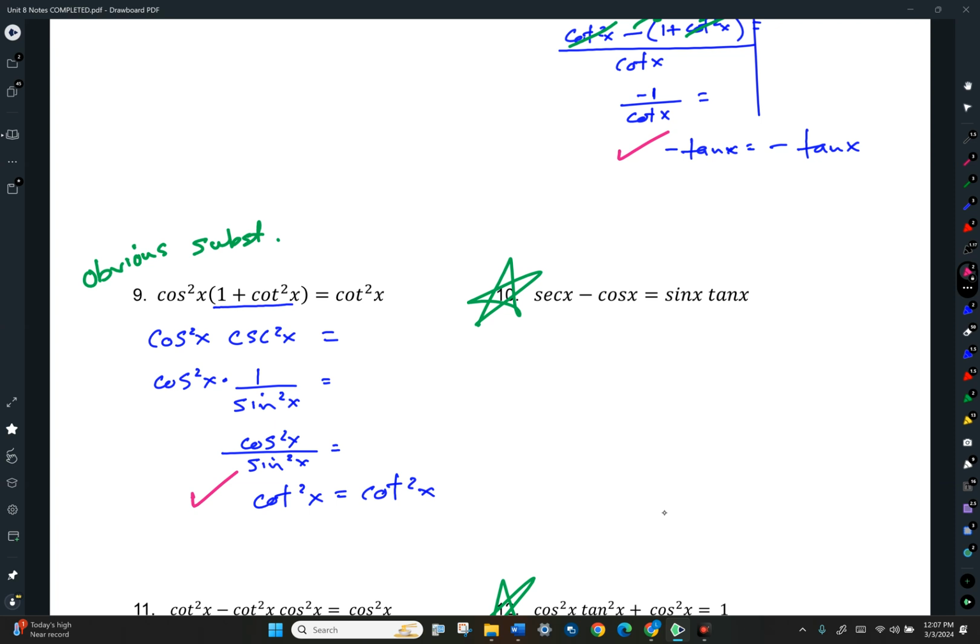So if I'm going to start on the left, I don't see anything obvious except the only thing I could possibly do is turn secant into 1 over cosine, right? So if I don't see anything jumping out at me, when in doubt, change everything to sine and cosine. So I'm going to have 1 over cosine minus cosine, and I'll think of that as being over 1 because I know I'm going to have to combine those into one term, right? Because the right side is one term. I know it looks like 2 because it's sine times tangent, but those are 2 factors. If they're being multiplied, it's considered one term.